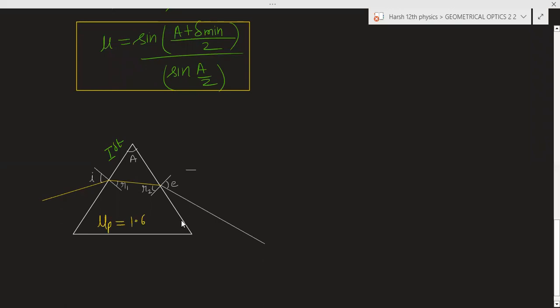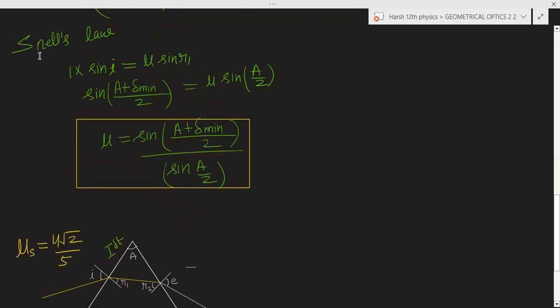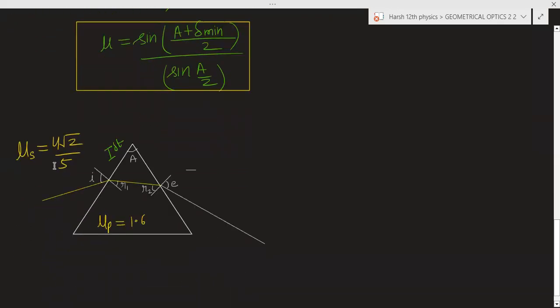But now this prism is kept in a medium of refractive index 4√2/5. It means the surrounding medium of the prism now has the refractive index 4√2 divided by 5. Now from this step, when we are applying Snell's law on the surface, we apply Snell's law on the surface again.